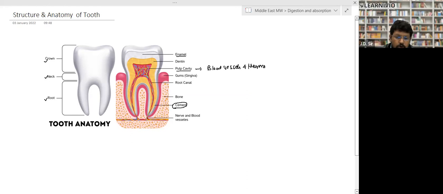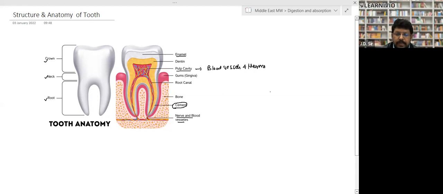And this is called root. Root has nerves and blood vessels as well. They come out and join the main nerve and main blood vessels, right? So this is the structure of tooth. Please note it down. Enamel is the hardest animal structure or substance on the earth.